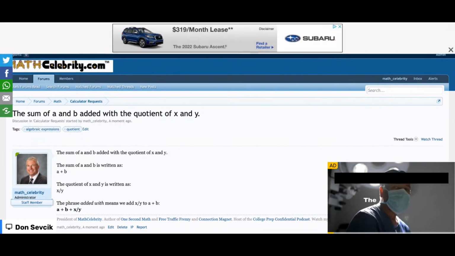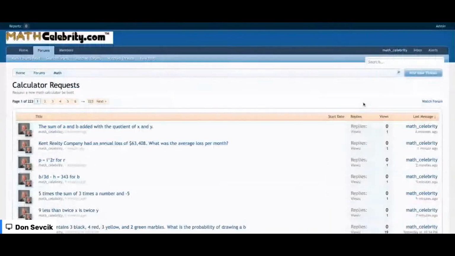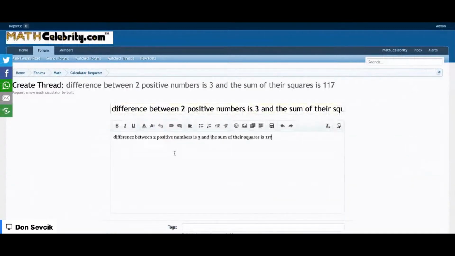Okay, let's see what we've got here. The difference between two positive numbers is 3, and the sum of their squares is 117. First thing we want to do when we see word problems like this with numbers is declare variables for each of the two numbers. I'm just going to pick x and y. Let the first variable be x. Let the second variable be y.